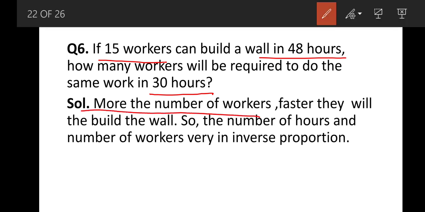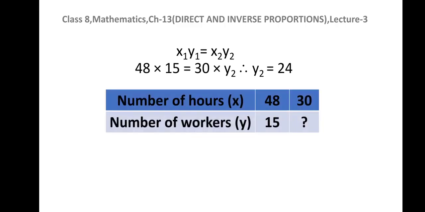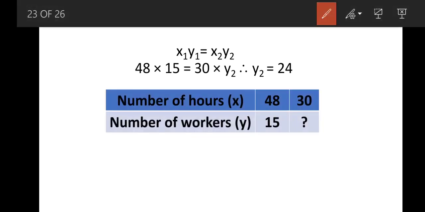The more the number of workers, the faster they will build the wall. But here the number of hours is decreasing, so I need to have more workers to complete my task. So this is a case of inverse proportion. And we know that x1 y1 is equal to x2 y2. This is the relationship in case of inverse proportion.